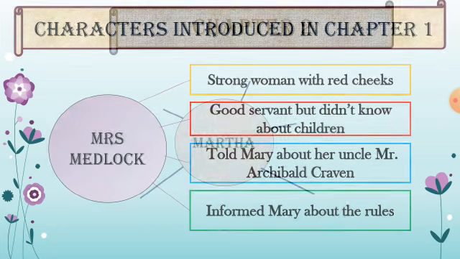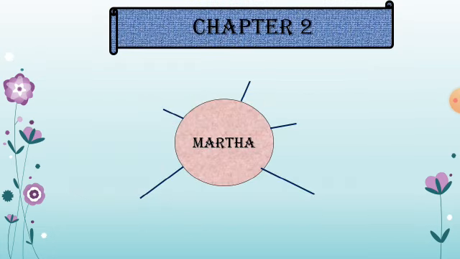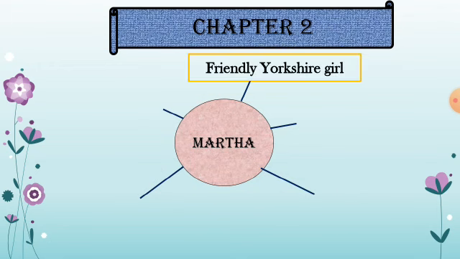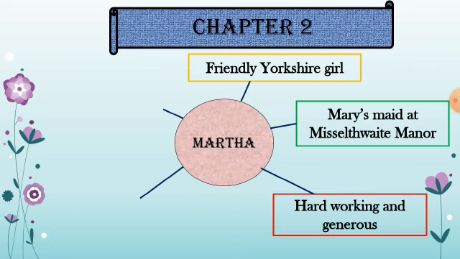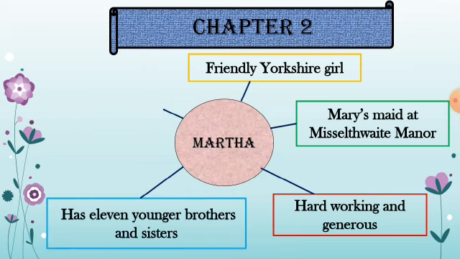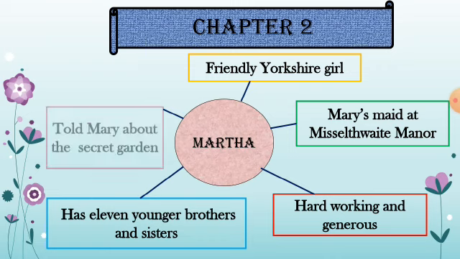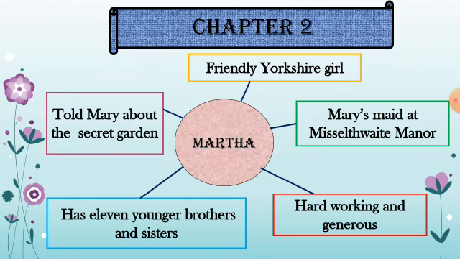In chapter 2, Martha, a friendly Yorkshire girl, was introduced. She was Mary's maid at Misselthwaite Manor. She was hardworking and generous. She told Mary that she has 11 younger brothers and sisters, and they all live in a little house on the moor. She told Mary about the secret garden, which was locked by Mr. Craven after the death of his wife.